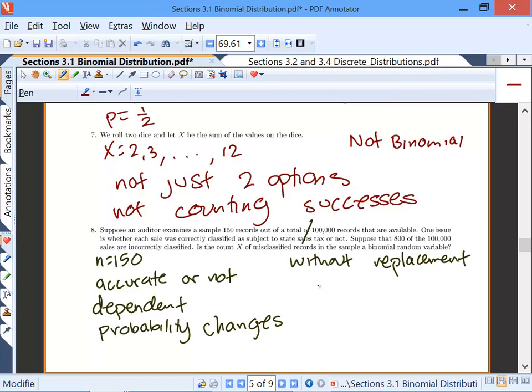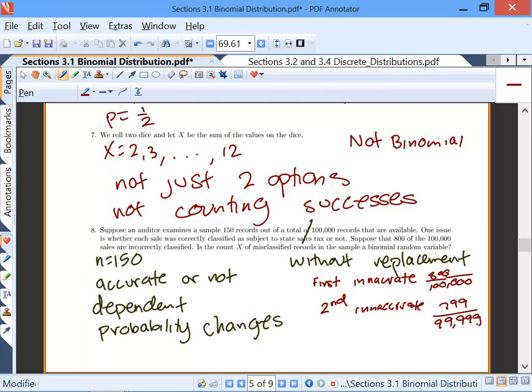Okay, so let's think about it this way. What if I want to get my first inaccurate? What is the probability of getting the first inaccurate? 8 out of 1,000, or I'm just going to write the 800 out of 100,000. Okay, what would be the probability of getting your second inaccurate? 799 out of 99,999. Okay, and the third one would be 798 out of 99,998.